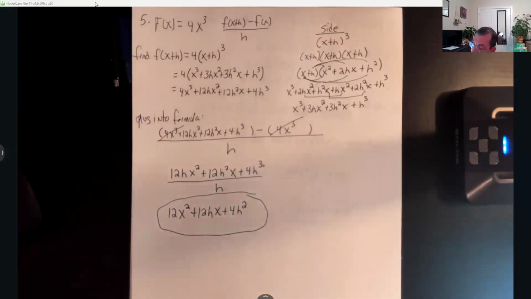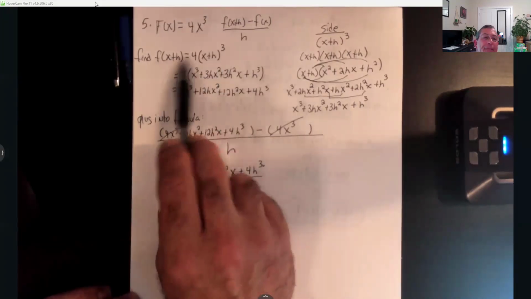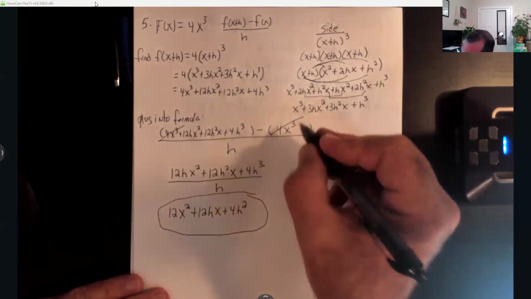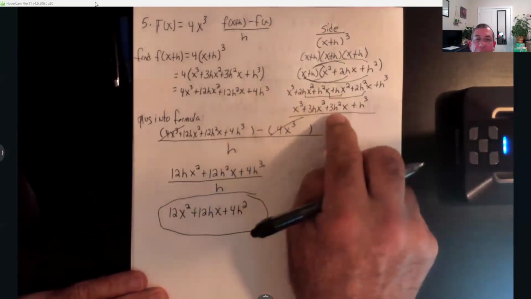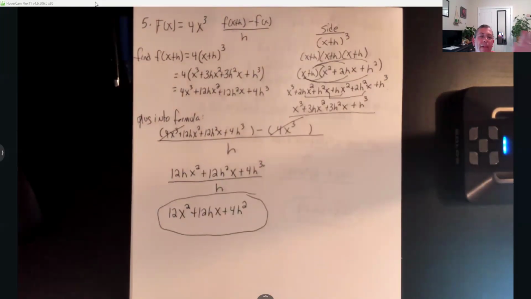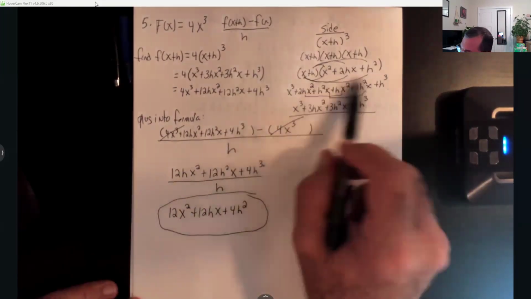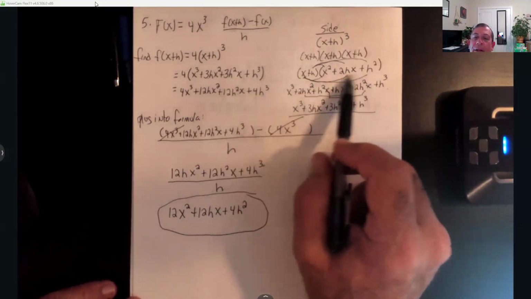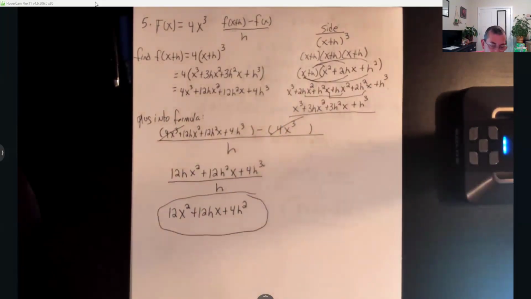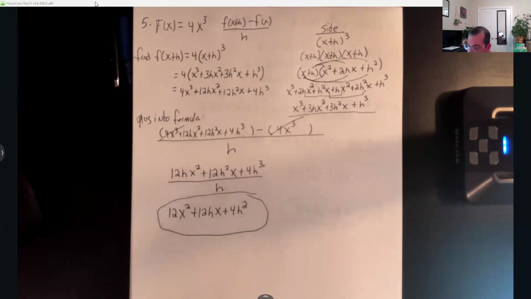So y'all, that's really the trick on these, is to get that f of x plus h stuff. Now, save that for when you got an x plus h to the third. And then remember this part anytime you got an x plus h squared, okay? All right, y'all, let me see here. All righty, y'all. So any questions on that?